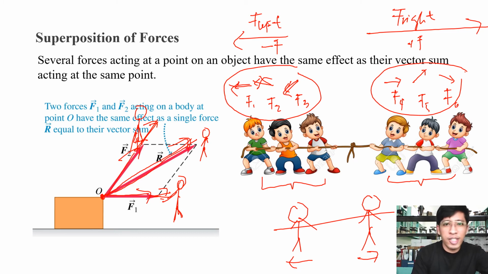So it's actually equivalent to having one force. Your F left plus your F right is actually equivalent to one force, F, of the winning team. So that is the superposition of your forces.